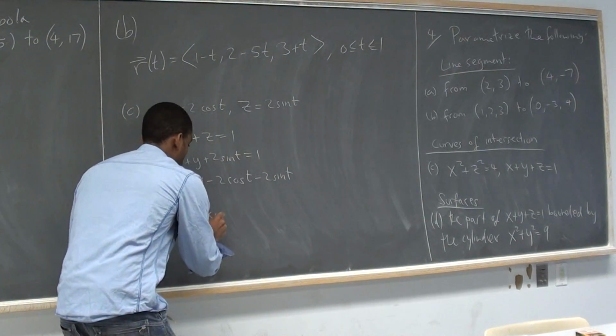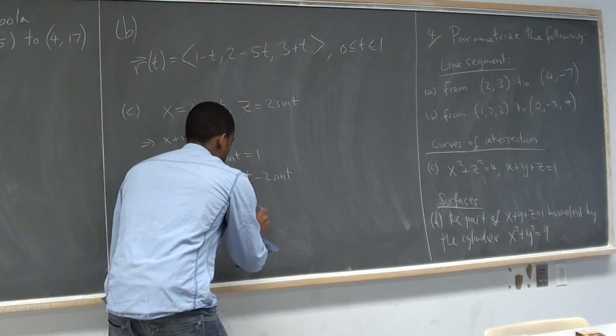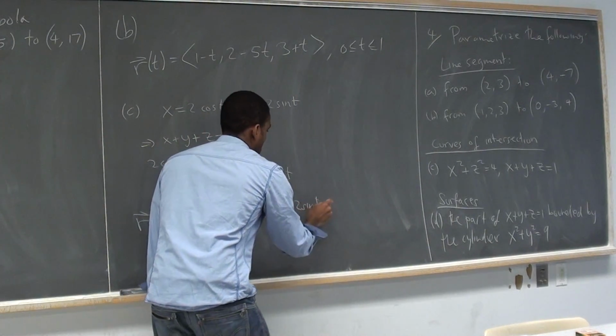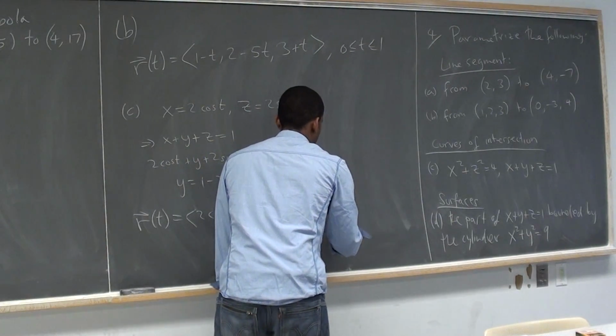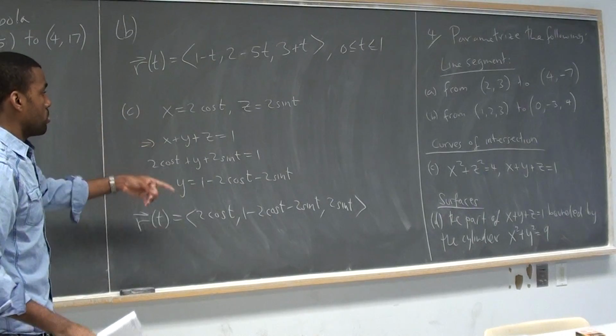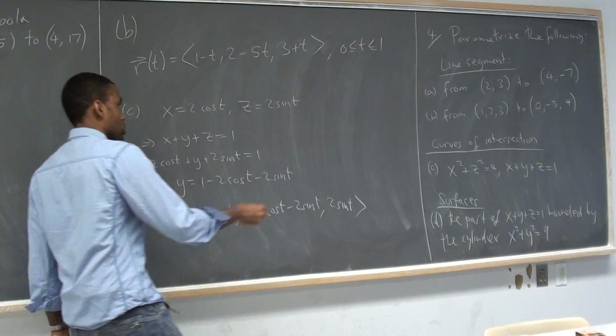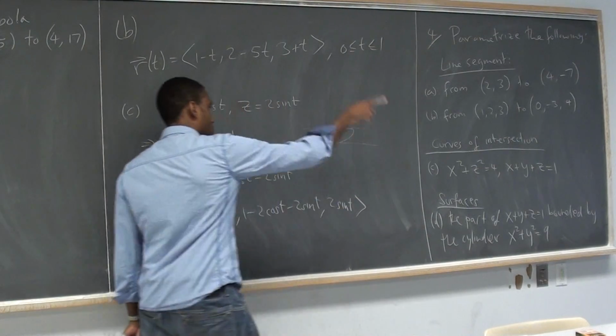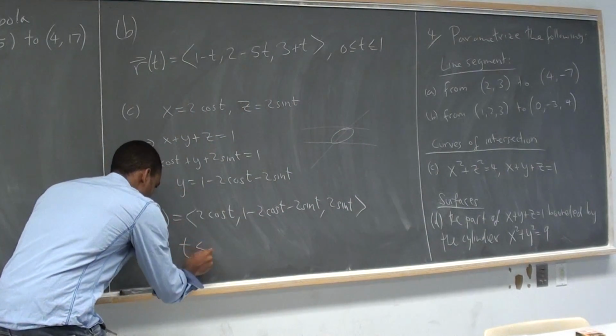X is 2 cosine t. Your y is 1 minus 2 cosine t minus 2 sine t. And your z is 2 sine t. And of course, it's going to be a full circle. If you drew the picture, you have a plane cutting here. It's going to revolve fully.